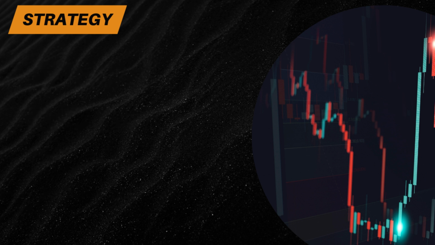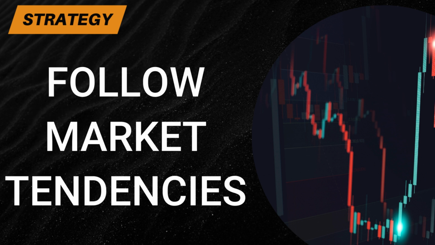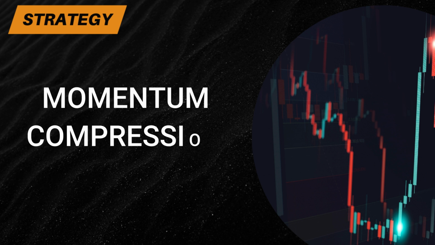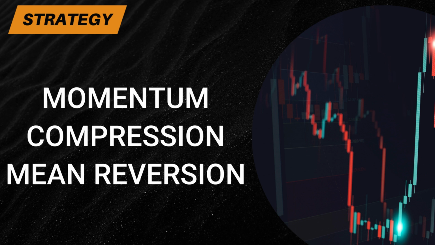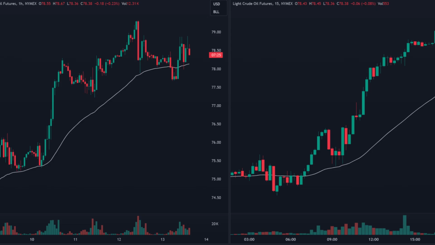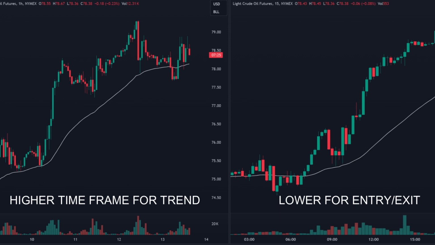Now, all good strategies, it doesn't matter if it's day trading, swing trading, position, doesn't matter, use some type of tendency that the market has. Momentum, volatility compression, mean reversion. Now, the strategy we're going to talk about is going to use two different time frames. A higher time frame to identify the overall trend and a lower time frame for your entries and your exits.